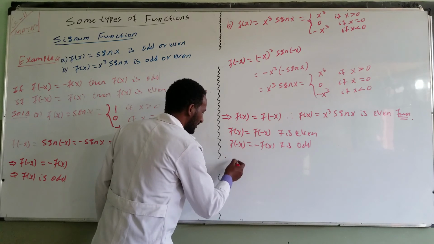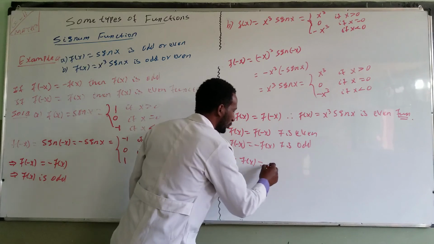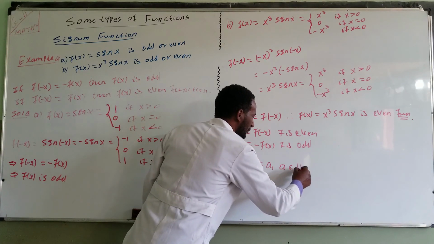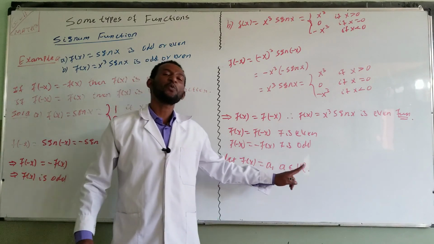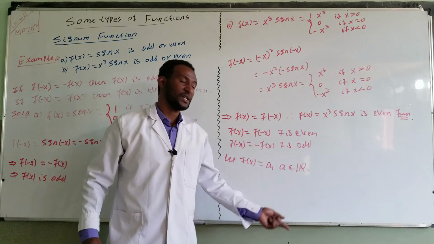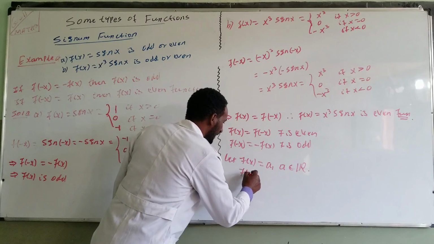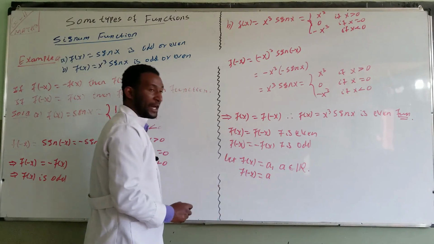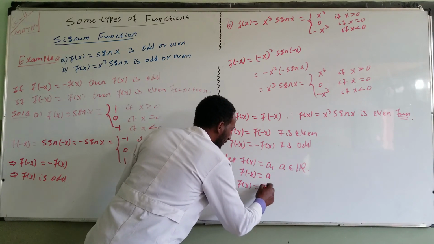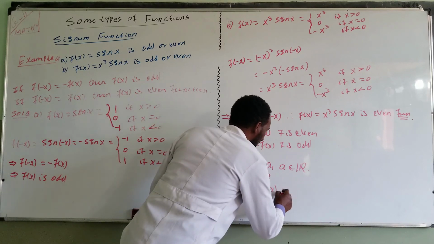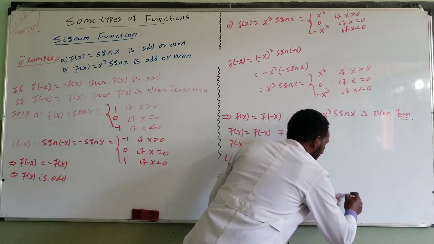Let us see the parity of a constant function. Let f of x be equal to a, where a is an element of all real numbers. This is a constant function. When we identify the parity of this function, f of negative x is also equal to a. Therefore, f of x is equal to f of negative x, so f of x equal to a is even.